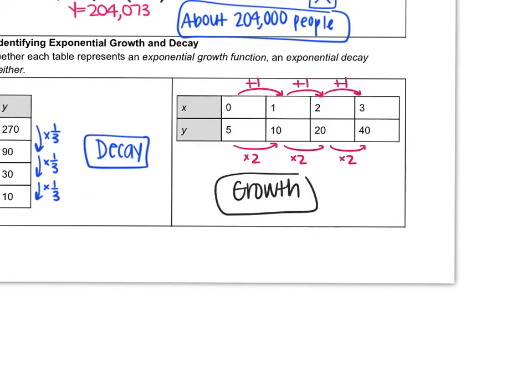So at some point, we're going to be able to tell the difference between is it linear or exponential, and then if it is exponential, is it growth or decay? So you'll have to know how to do all of those things as we move into the next chapter. So that's how we tell if it's growth or decay based on a table. Go ahead and turn the page.